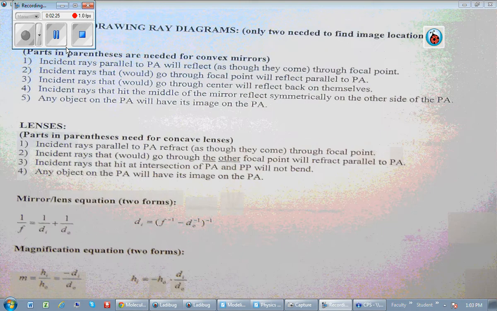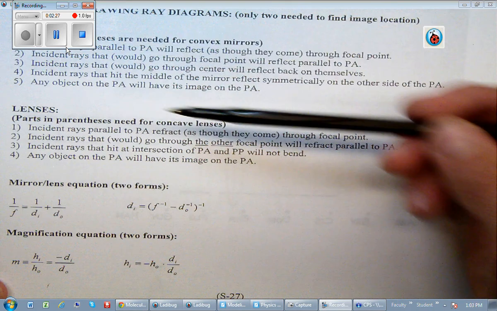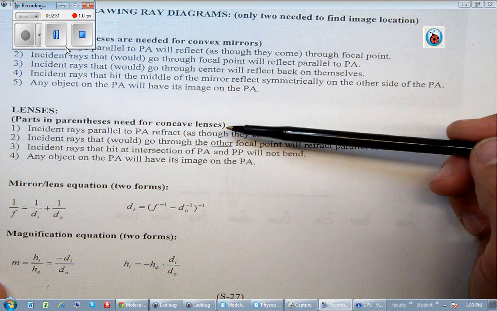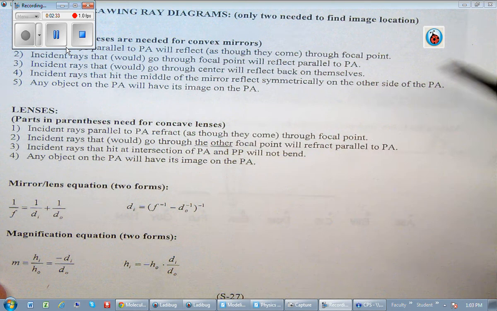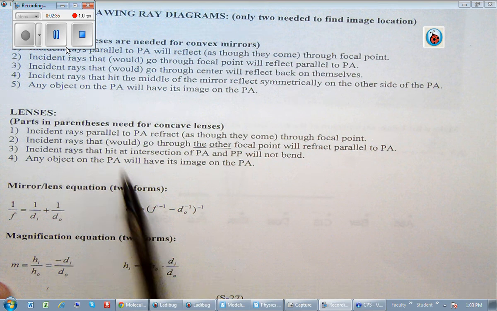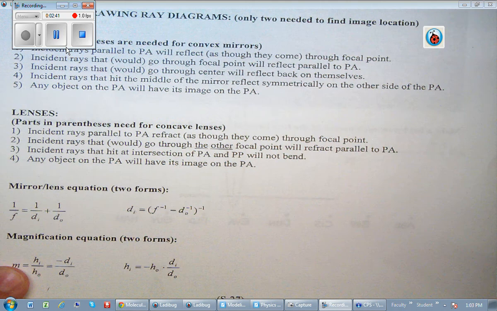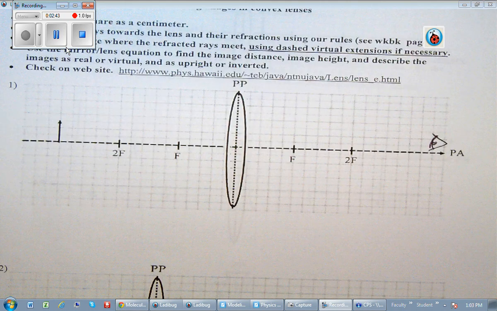Right below where we have the rules for mirrors, we have the rules for lenses, and you'll see a lot of similarities. Because I'm doing a convex lens, I'm going to leave out the part in parentheses. And the first one says that incident rays that are parallel to the principal axis refract through the focal point. And so here's how we draw that. I'll draw this one in red.